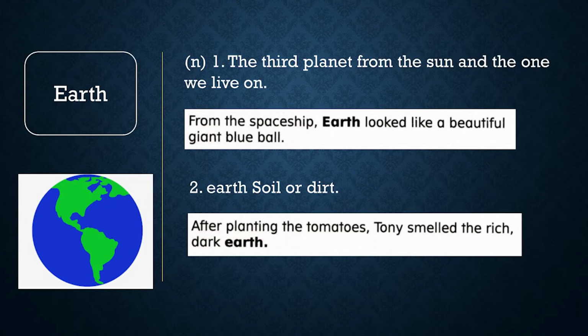Now, let's review word meaning. Choose A or B. You are likely to find lots of earth, A, in a garden, or B, in a kitchen. If you said A, you are right. Earth is soil or dirt that is often used for growing plants.